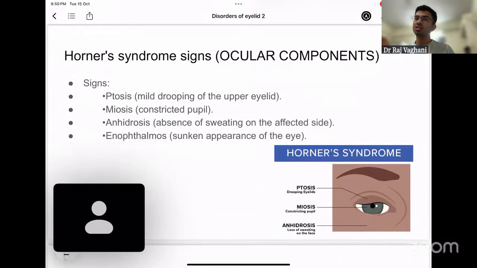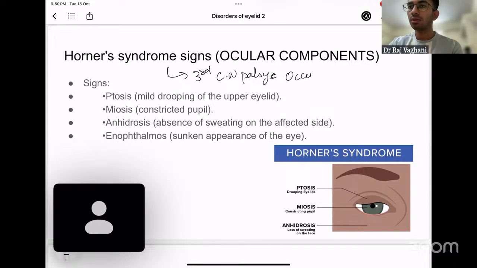Horner syndrome. So this is another important topic. I told you Horner syndrome is a third nerve palsy, which is the third cranial nerve. The third cranial nerve is your oculomotor nerve. Okay, so third cranial nerve palsy, that is oculomotor nerve, right? So what are the signs of this Horner syndrome?